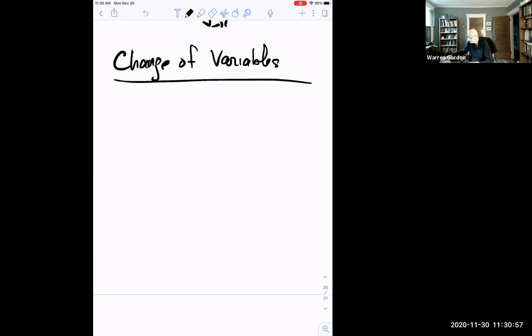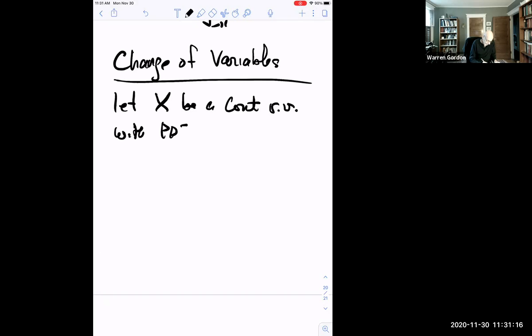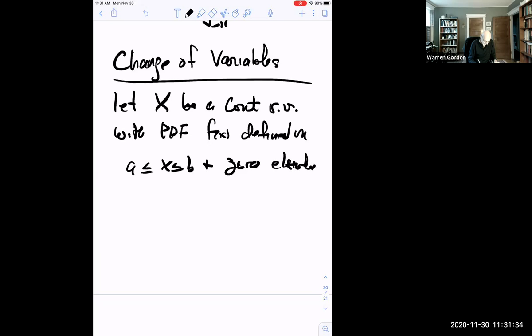And it works for monotonic functions. I want to use the same notation from the text, but I think I may write it a little differently. Okay. So let X be a continuous random variable with PDF f of x defined on the interval from a to b and 0 elsewhere.